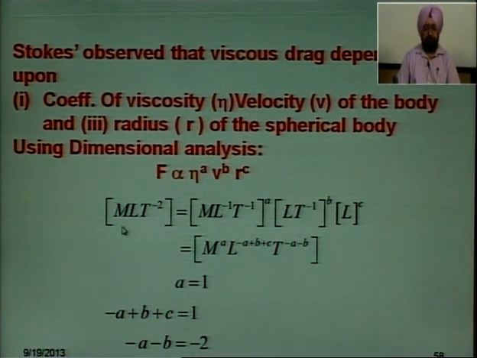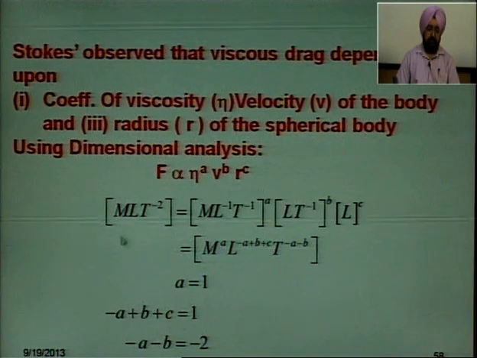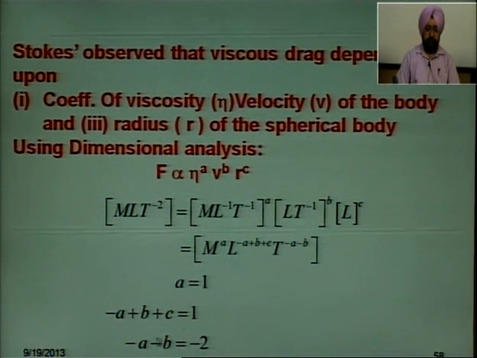Equate the powers of M, L and T on both sides. Power of M on right hand side is a, power of M on left hand side is 1. So, a is equal to 1. Put this value in minus a minus b equal to minus 2.